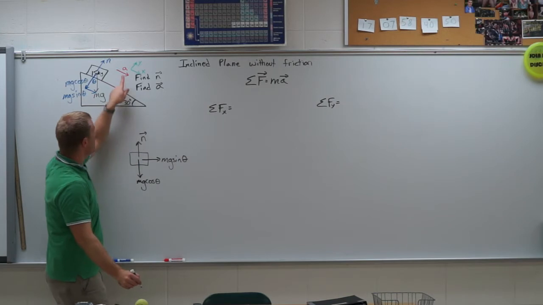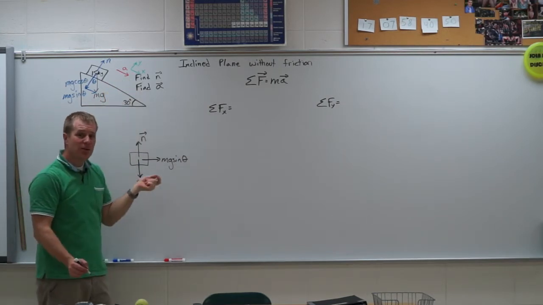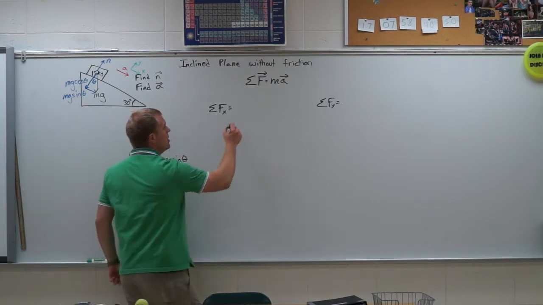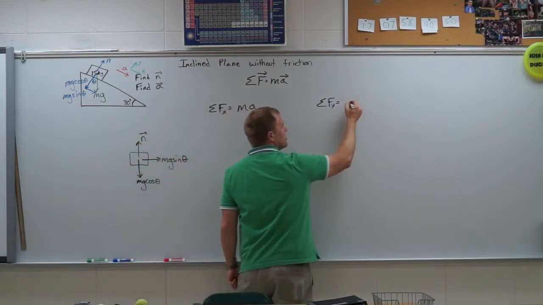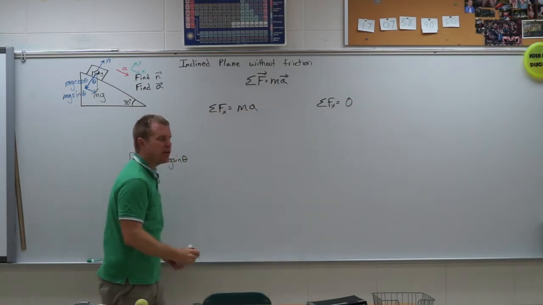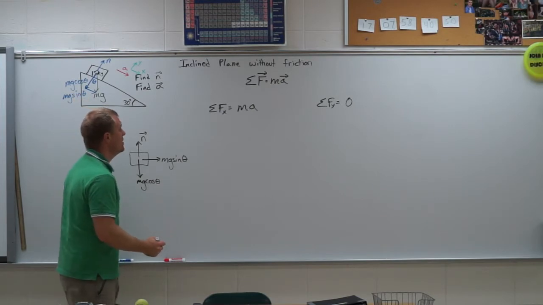In the x direction, that's the direction I determined my acceleration to be in. Ideally, we want our acceleration in just one dimension so that that component of the acceleration is the acceleration, and then it will not be accelerating in the y direction because it's not accelerating off of the incline or into the incline. So here we go.